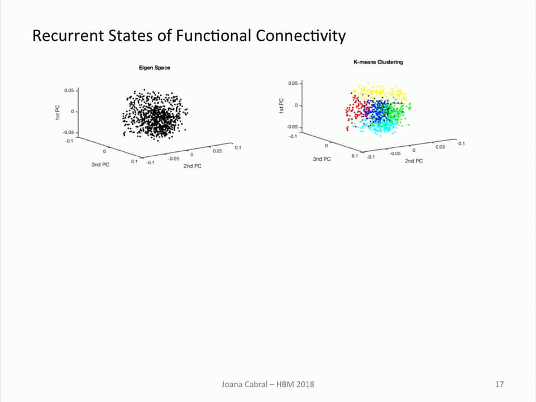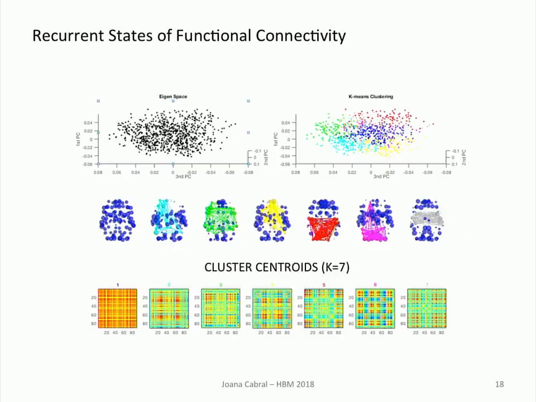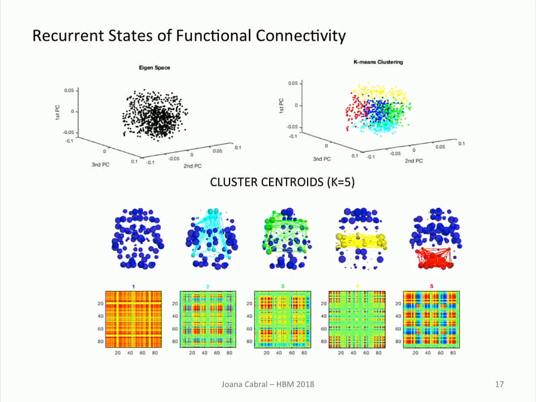But what's important is, what are the differences between the cluster centroids of these states? When we look at the cluster centroids, when we divide it into 5 cluster centroids, we see that we can find one state that corresponds to the global signal, then one that corresponds to the default mode network, another that is the lateral frontal parietal network, another the somatosensory network, and then the visual network. And we look at the matrices.